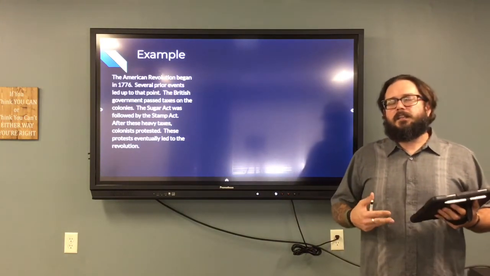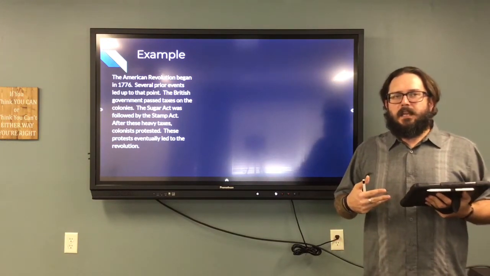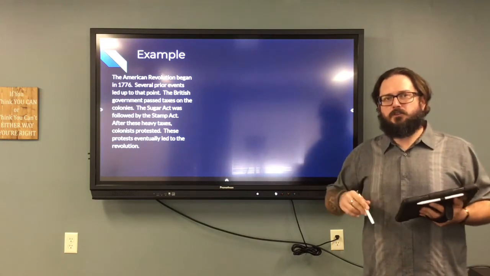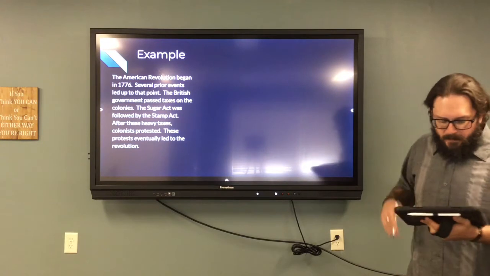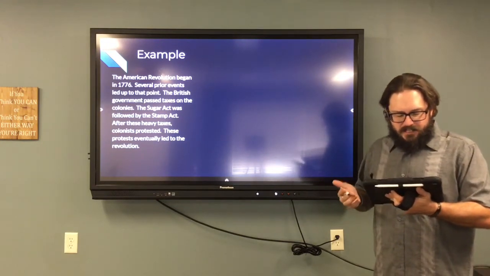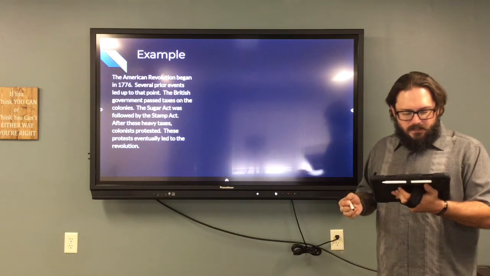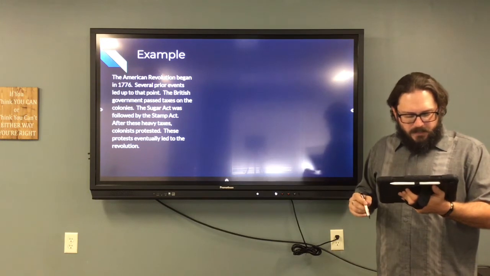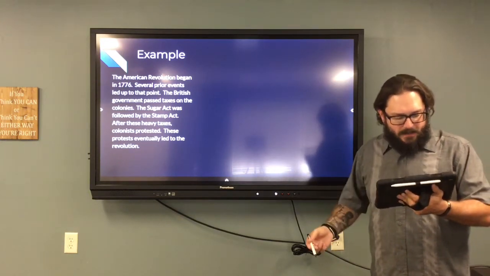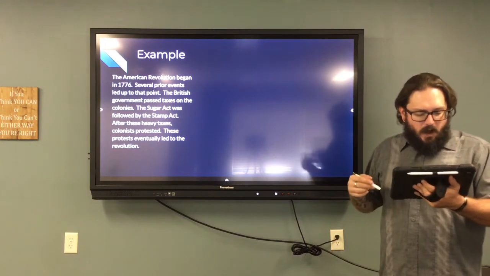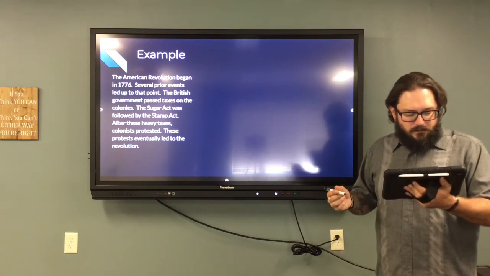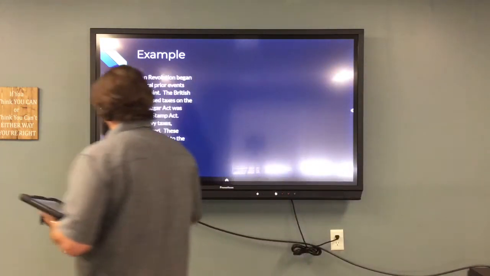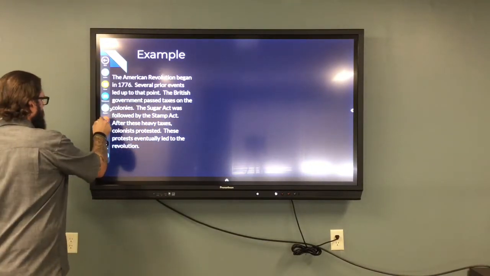Let's take a moment to look at an example to see if we can identify signal words and put the events in their proper chronological sequence. The American Revolution began in 1776. Several prior events led up to that point. The British government passed taxes on the colonies. The Sugar Act was followed by the Stamp Act. After these heavy taxes, colonists protested. These protests eventually led to the Revolution. First, let's identify our signal words.